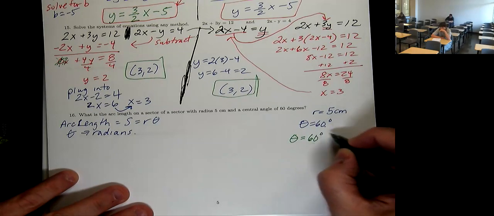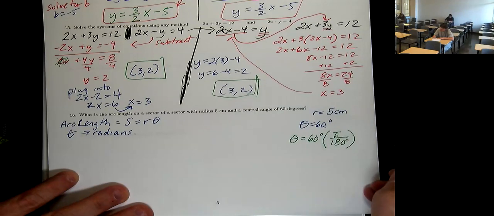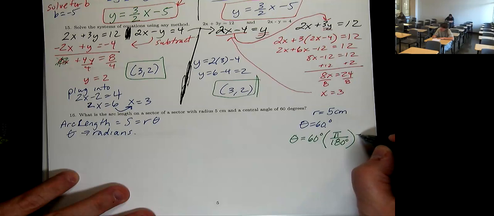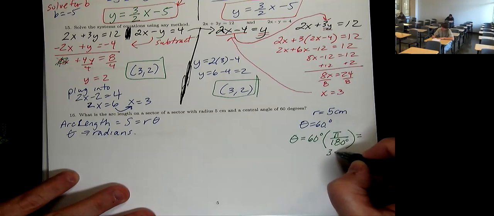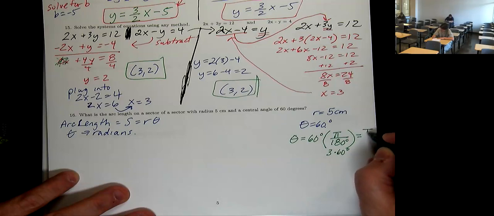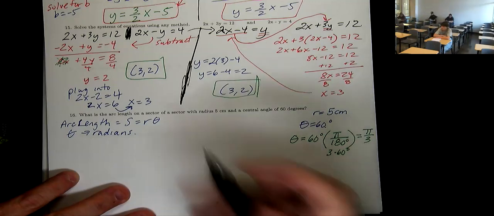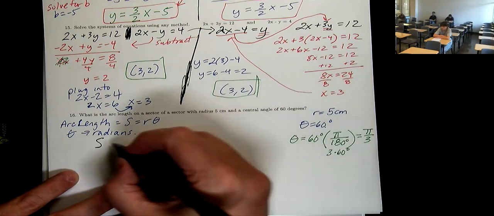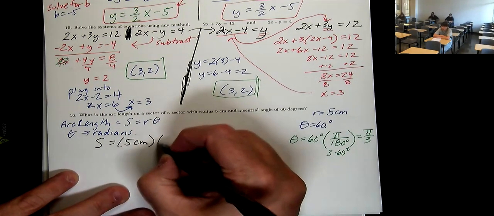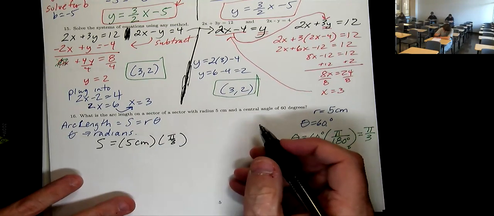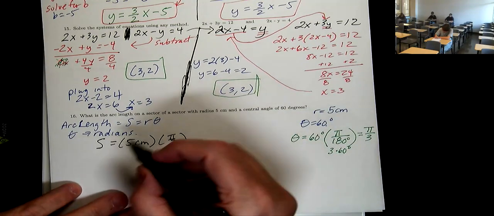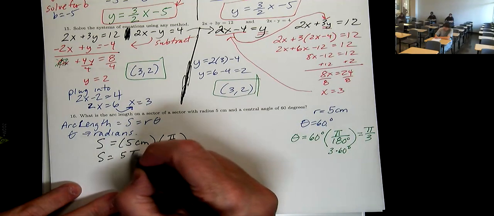If I convert, the ratio is pi over 180. And if you simplify this, 180 is 3 times 60. So this simplifies to pi over 3. So what does that do for us? S equals R theta, S equals 5 centimeters times pi over 3. So S equals 5 pi over 3 centimeters.